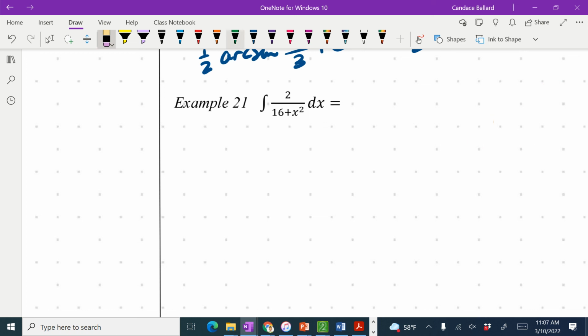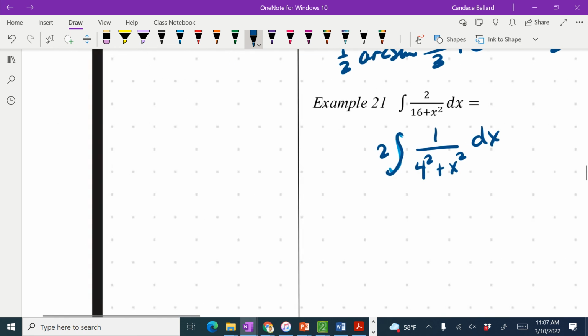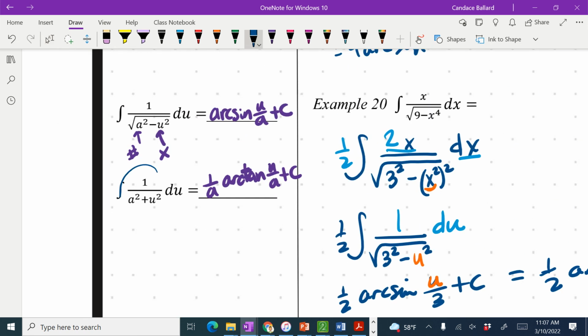Okay. All right, so I'm going to rewrite it a little bit. I'm going to move the 2, I'm going to use a different color, I'm going to move the 2 out front. Got 1 over, what's another name for 16? 4 squared. And then we've got x squared dx. All right, so what does it look like? Does it look like arcsine or arctangent? It looks like the same thing as our arctangent that we wrote down over here. It looks like this pattern.